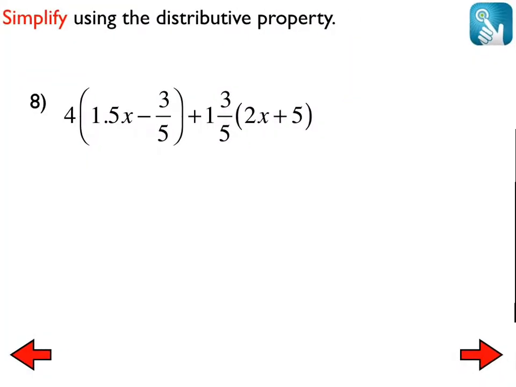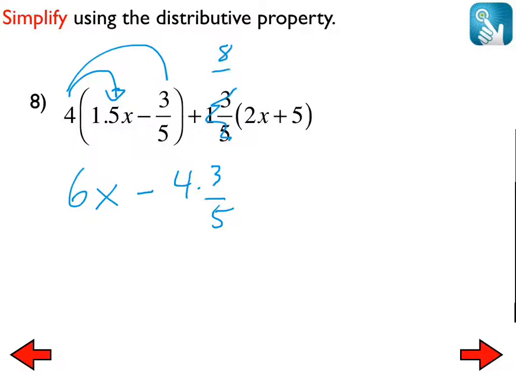One of the things I liked when I walked around, I saw some of you went ahead and you multiplied this times this just to see if it ended up being a decimal. And of course it doesn't. 4 times 1.5 is 6. So 4 times 1.5x is 6x. Now right here, we do have 4 times 3/5. Now we have this part, and I'll deal with that in just a second. But this part right here, 1 and 3/5 is 8/5. So now it's 8/5, and that's plus, times 2x.